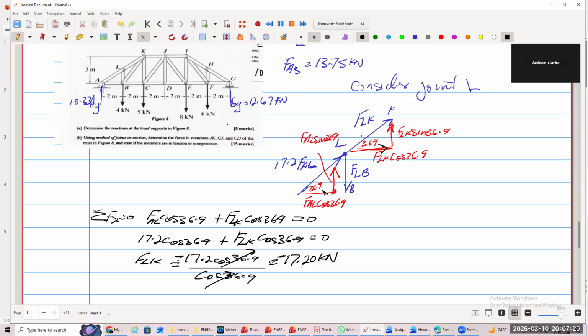Sir, for the 17.2, why did you change it to positive when it was in compression, sir? Because I put it going into the joint here, so right here. If you didn't see it, remember I was explaining, I put it going into the joint.